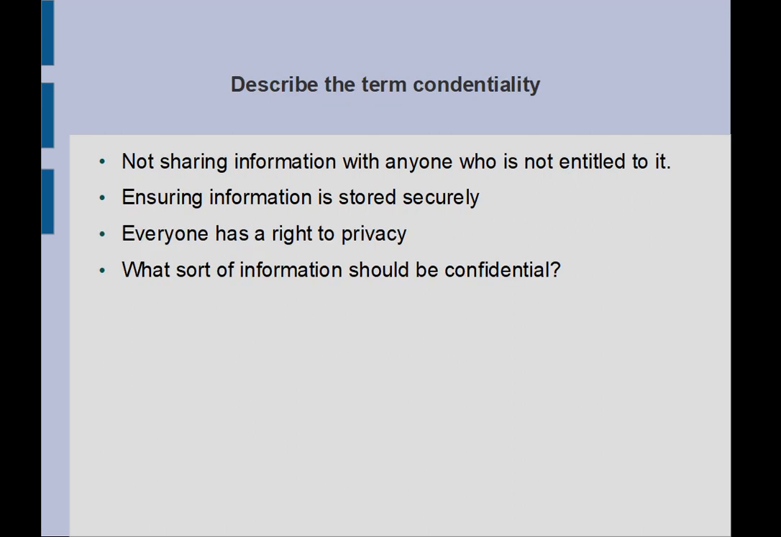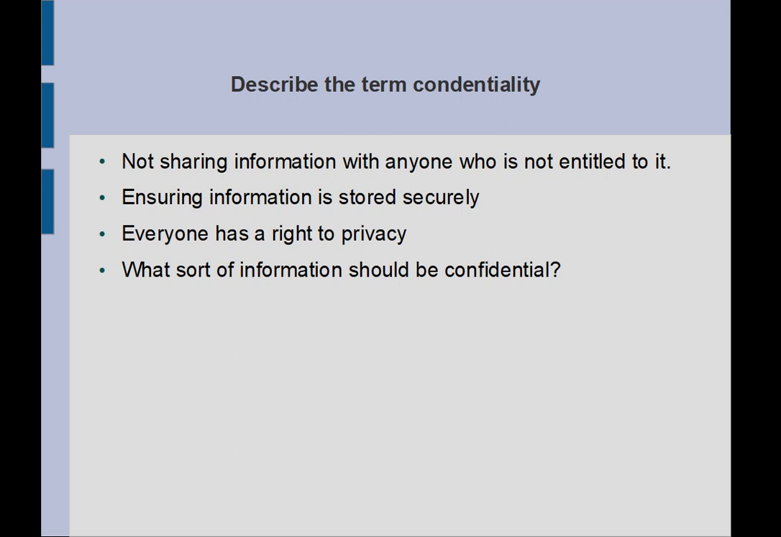All right. Describe the term confidentiality. So if you're not already familiar, spelling. Don't mind me. So describe the term confidentiality. I feel like I need to change that, but I will do it later.